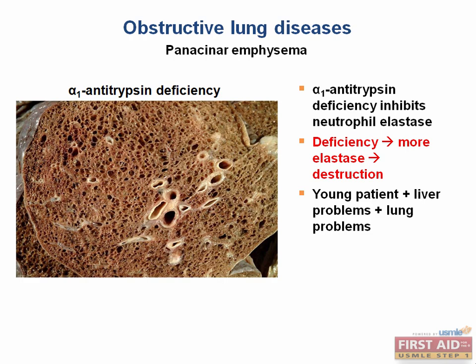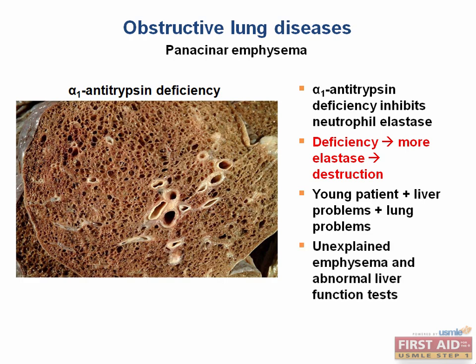When should you think of alpha-1 antitrypsin deficiency? Usually in a young patient with liver and lung problems, or unexplained emphysema with liver enzyme abnormalities. Now, that being said, patients with alpha-1 antitrypsin deficiency should still avoid smoking because it can worsen the panacinar emphysema.